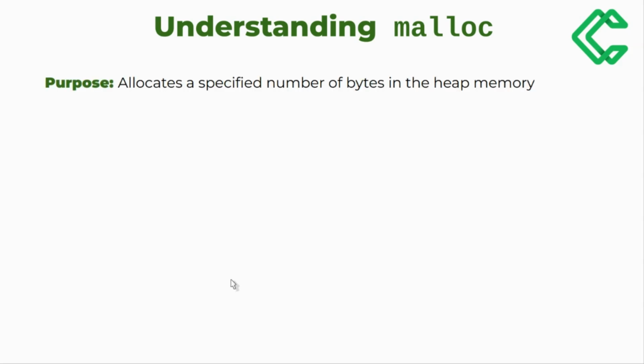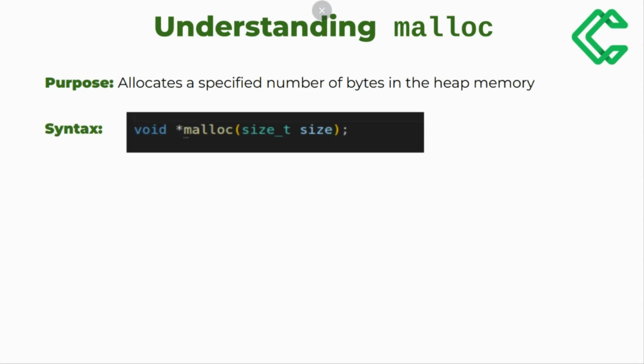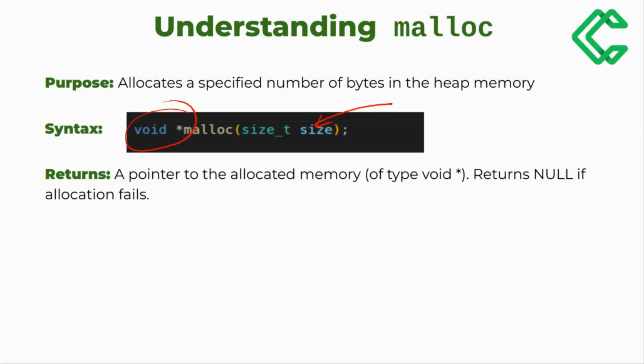The malloc function enables us to dynamically allocate memory on the heap during runtime. It allocates a specified number of bytes in the heap memory. This is the syntax for malloc. It accepts the size as an input parameter, which indicates how many bytes to allocate, and it returns a void pointer, a pointer to the allocated memory. And if memory allocation fails, it returns a null pointer.